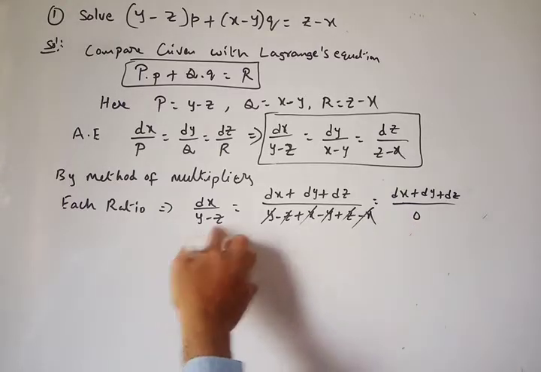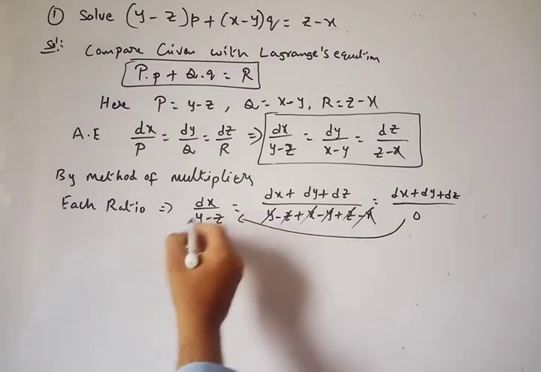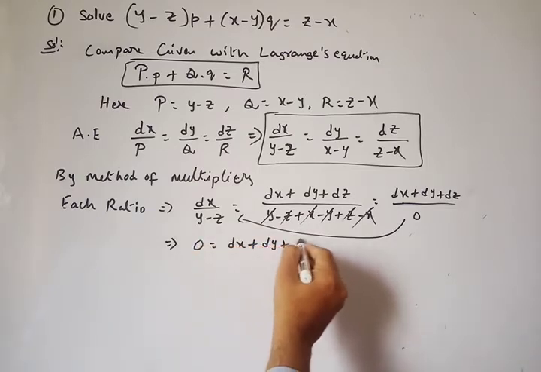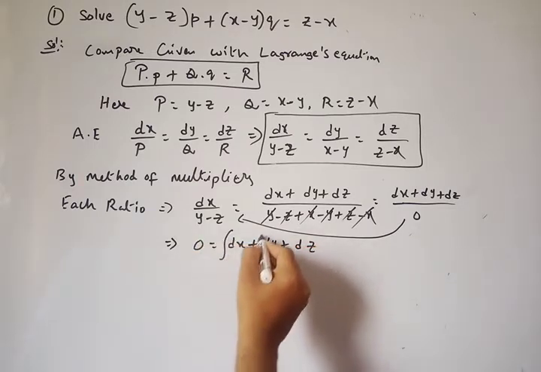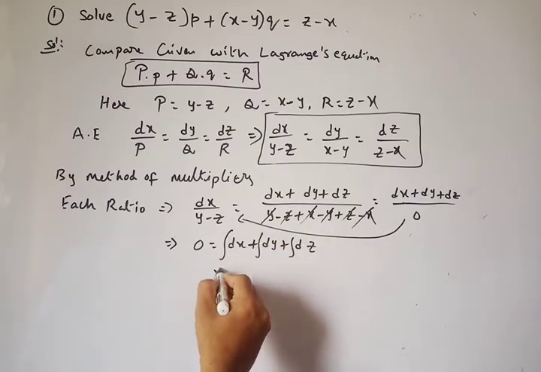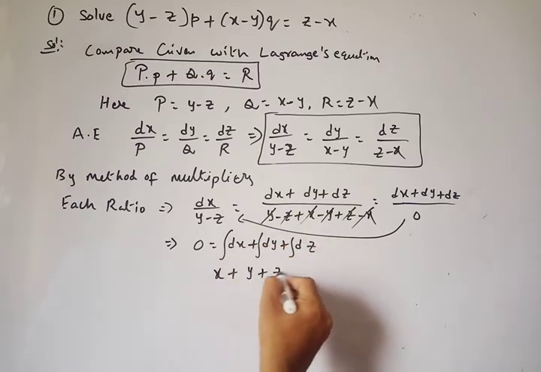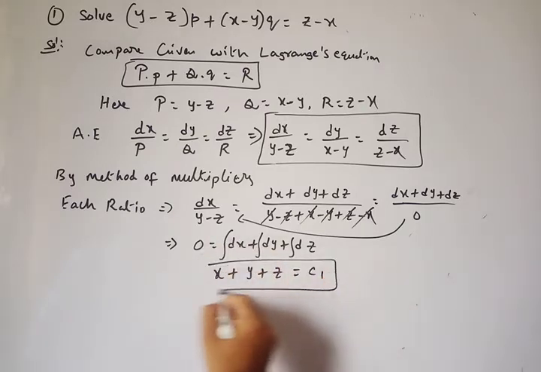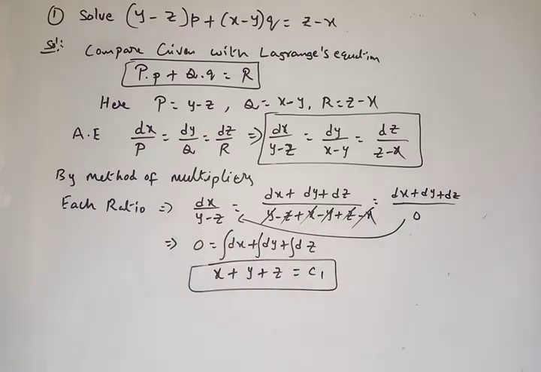Cross multiply this 0 to this side. So what I get here? 0 is equal to dx plus dy plus dz. Now integrate. Integration of dx is x, integration of dy is y, integration of dz is z is equal to a constant, c1, after integration.